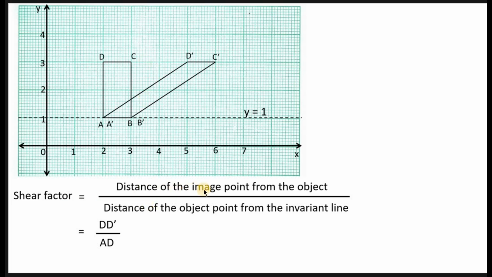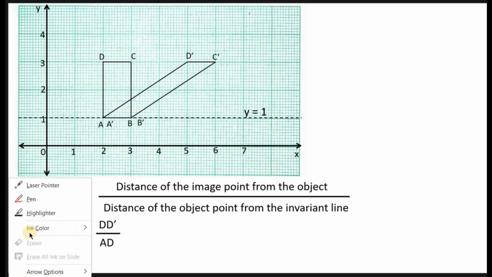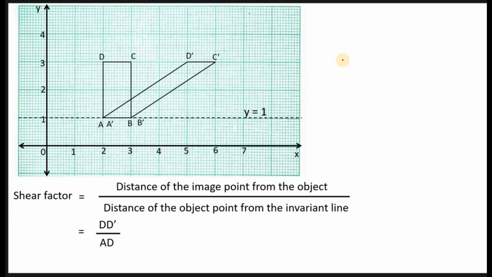So it is the distance of the image point from the object. So this is the image from the object. You can also pick this. If you pick this and this, like let me just do this. Like if you say the factor will be equal to, you pick C prime, then over, then you say C over B. So CC prime over BC. This also can give you the shear factor.